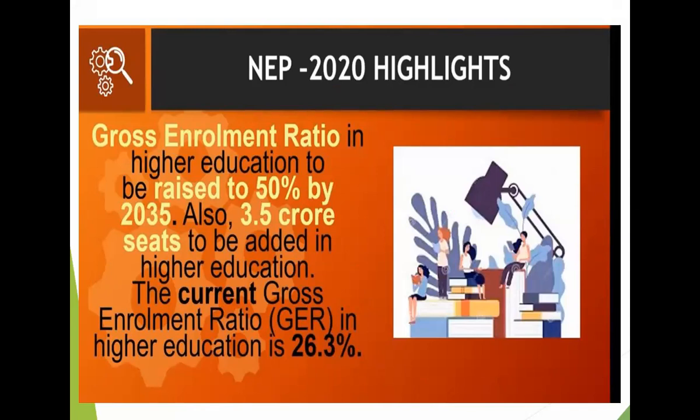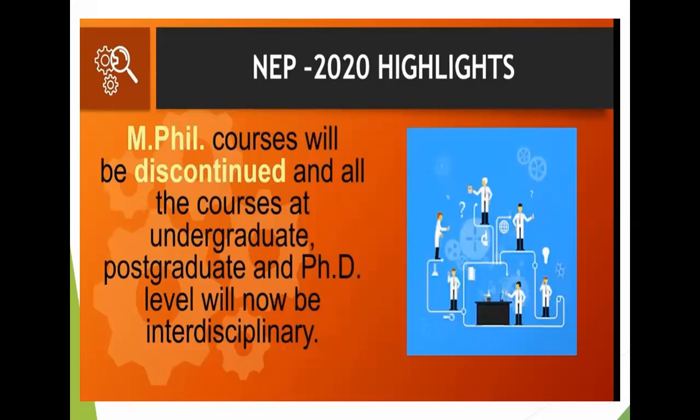Gross enrollment ratio in higher education to be raised to 50% by 2035. Also, 3.5 crore seats to be added in higher education. The current gross enrollment ratio, GER, in higher education is 26.3%, and MPhil course will be discontinued, and all the courses at undergraduate, postgraduate, and PhD level will now be interdisciplinary.